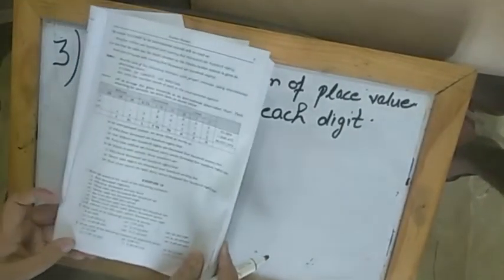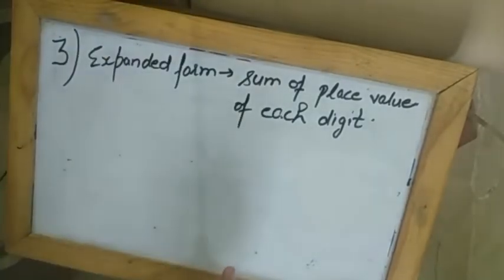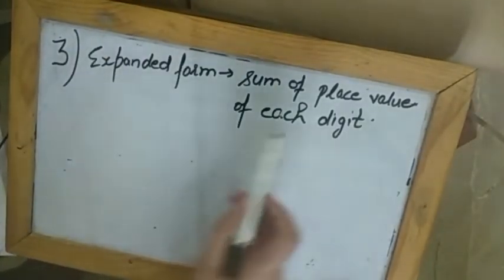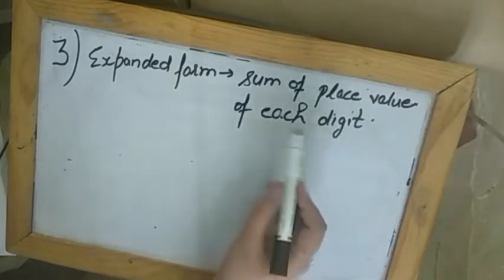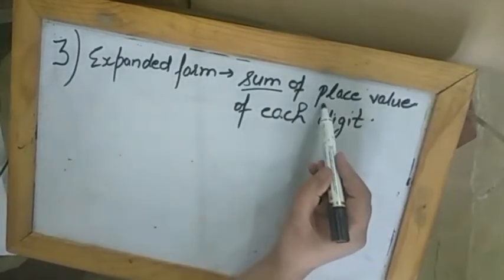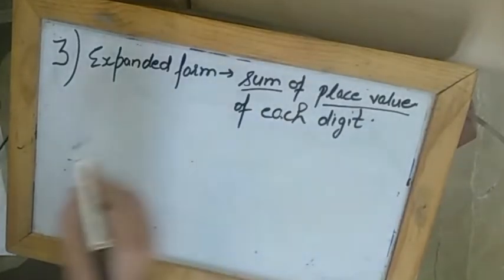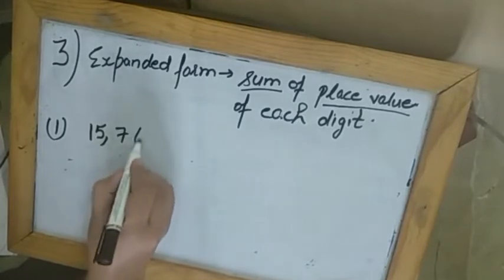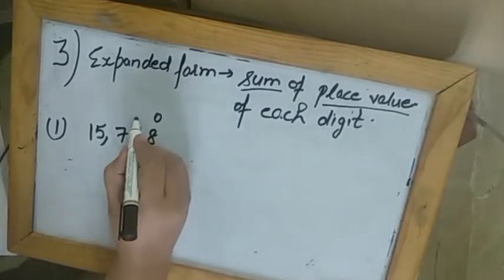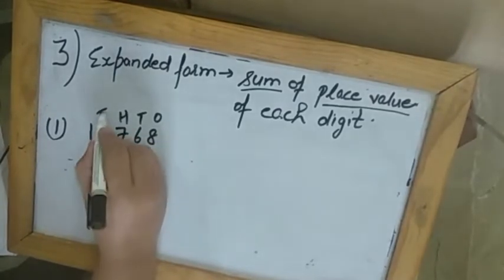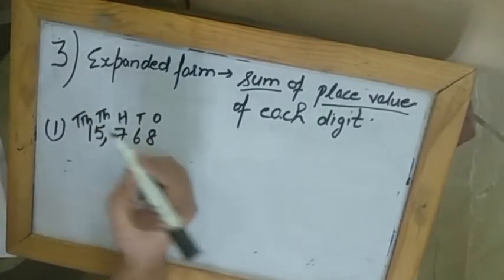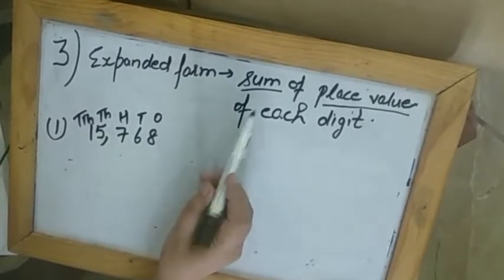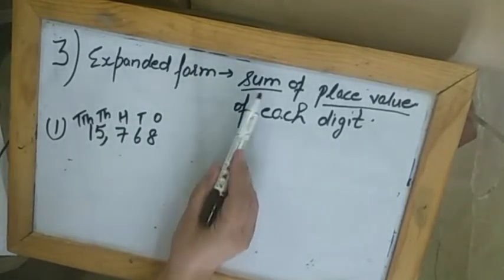Students, now come to the third question, which says write each of the following numbers in expanded form. Now what do you mean by expanded form? Expanded form means sum of place value of each digit. Sum means to add place value or value of each digit. Let me do the first sum. It's written 15,768. So the place value is ones, tens, 100, 1,000 and 10,000.